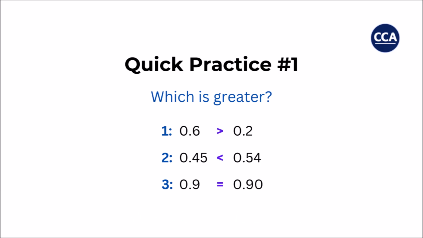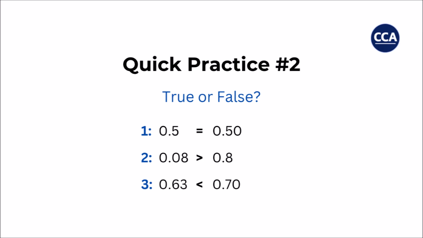Let's check the answers. 6 tenths is greater than 2 tenths. 45 hundredths is less than 54 hundredths. And 0.9 is equal to 0.90. Now answer these true or false questions. Pause the video and solve.